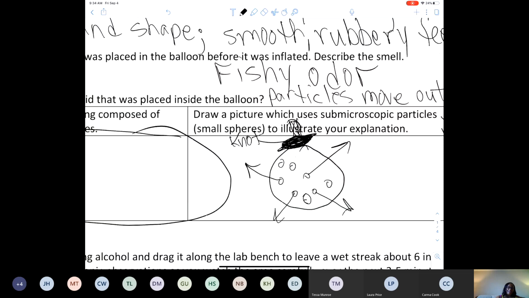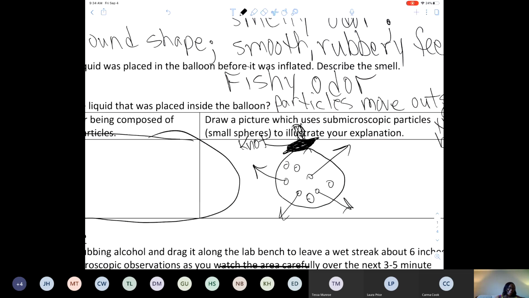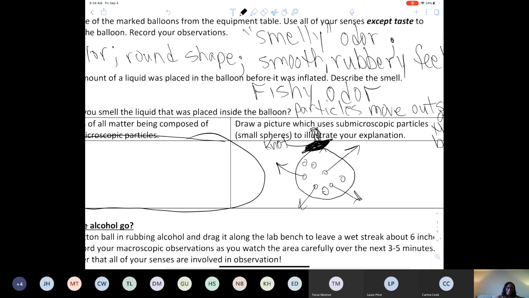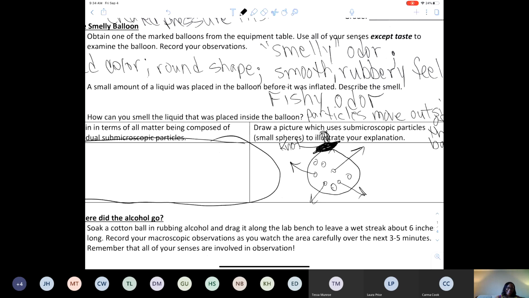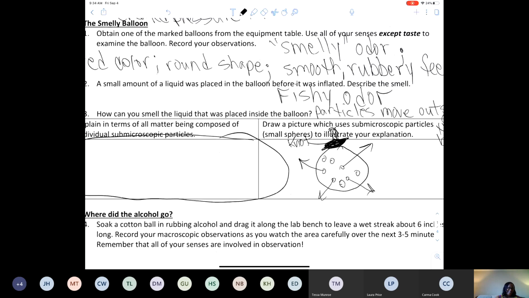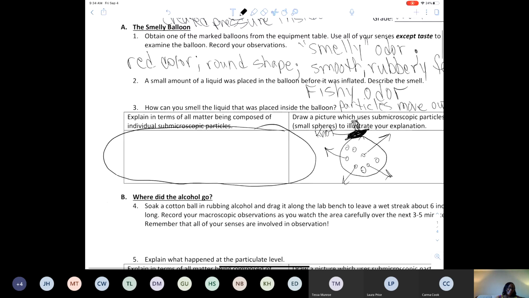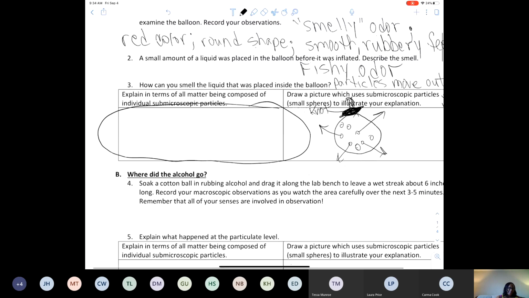As you guys can see, I'm not an artist by any stretch of the imagination. I'm sure your picture will be prettier than mine. So everyone good with part A?